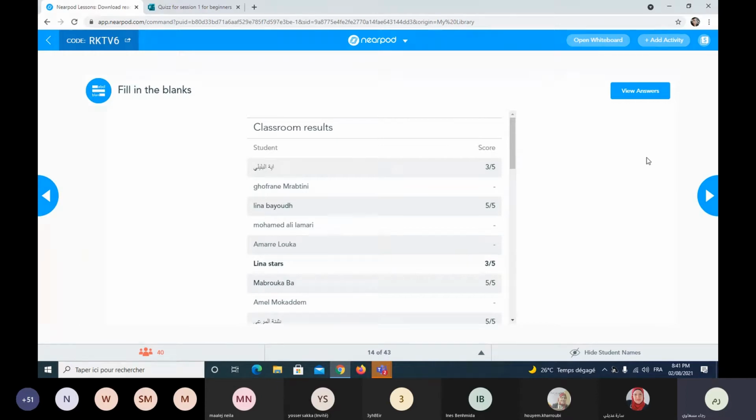So I repeat, we use some with uncountable. There is no S. Many is used with S. Many books, many houses.